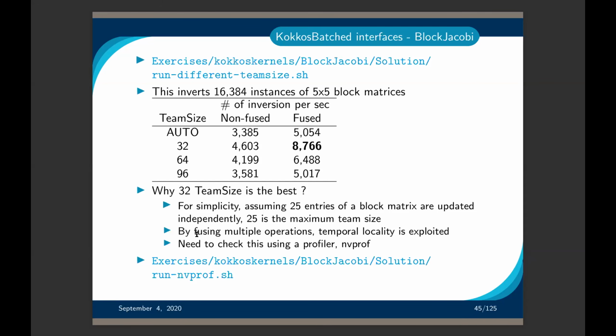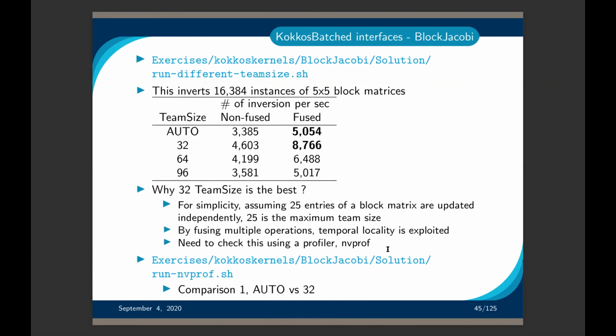Now this is our suspect, and we need to check this using NVprof. So the first comparison is what's the difference between auto and then team size 32. We manually set this team size 32, speculating this algorithm. The other one is the comparison of the fused version versus the non-fused version. Why do we have such different performance characteristics here?